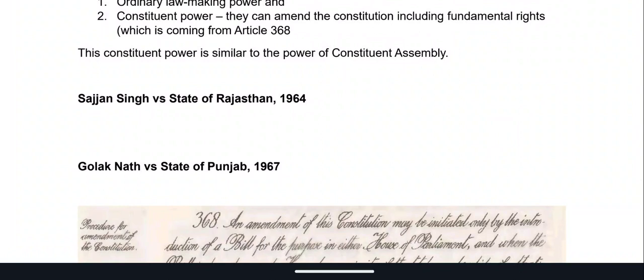Till now the status was, the Shankari Prasad case was in favor of the government, because, as I said, the Constitutional Amendment Act is not an ordinary law. Thereby, it can take away, or violate, or abridge the fundamental rights. And also, the parliament can make changes to the fundamental rights, because it has the constituent power, which is similar to the constituent assembly. It means that they can make changes to the constitution, as we discussed.